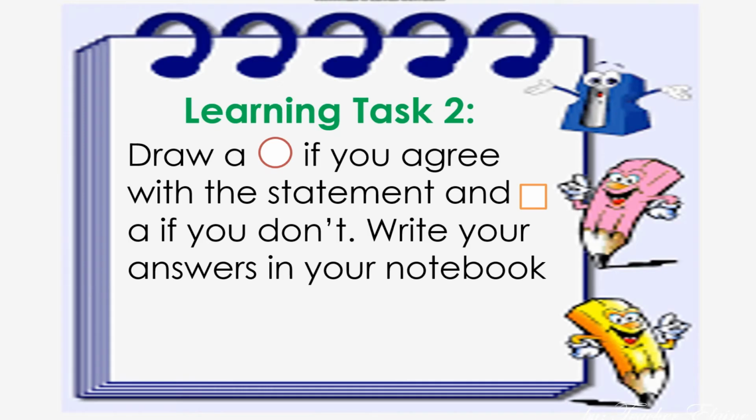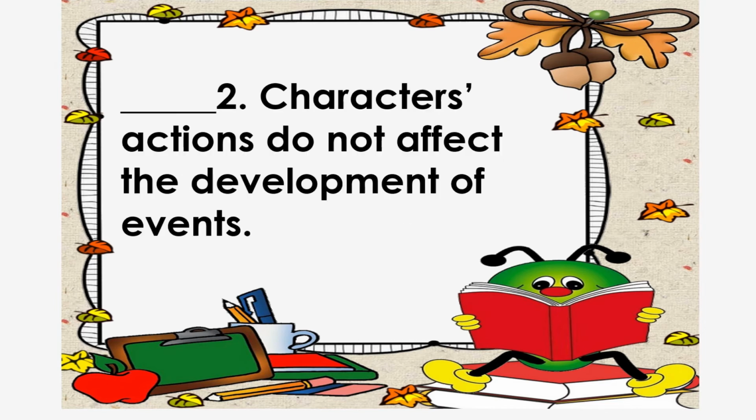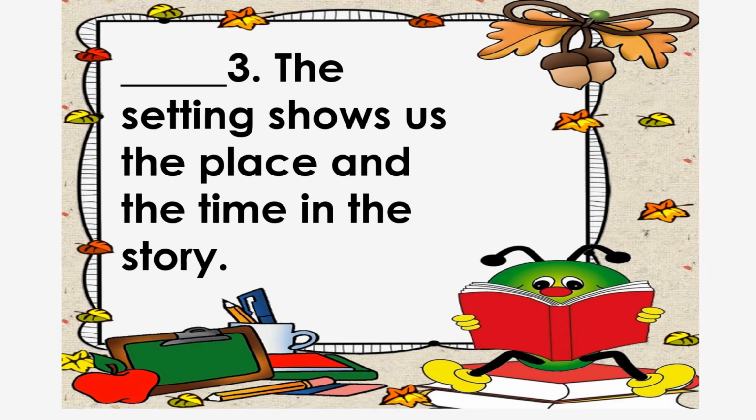Learning task 2. Draw a circle shape if you agree with the statement and square shape if you don't. Write your answers in your notebook. Number 1. Reading stories will teach us lessons in life. Number 2, characters' actions do not affect the development of events. Number 3, the setting shows us the place and the time in the story.